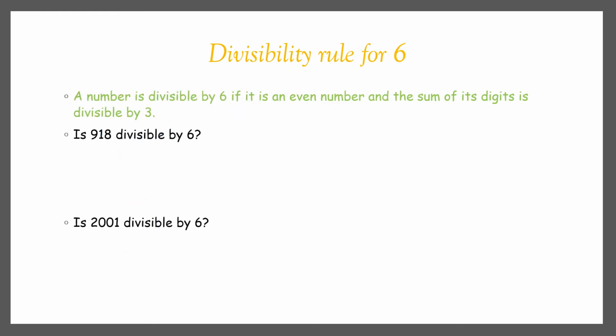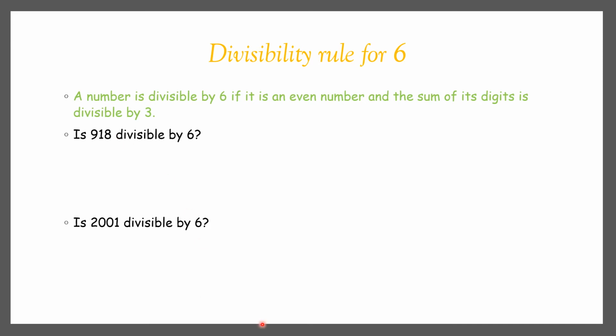The next one is the divisibility rule for 6. A number is divisible by 6 if it is an even number and the sum of its digits is divisible by 3. So to be divisible by 6, we have to check whether that number is divisible by 2 and 3. If 2 and 3 can divide a given number, then 6 can also divide it.